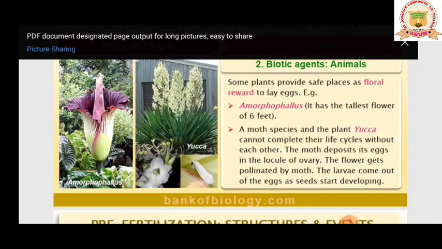Amorphophallus is the tallest flower, and a species of moth and the plant called Yucca are going to show you a very good symbiotic nature. Amorphophallus is the tallest flower. Fine. Yucca and the moth are going to show you a different kind of interaction between each other.